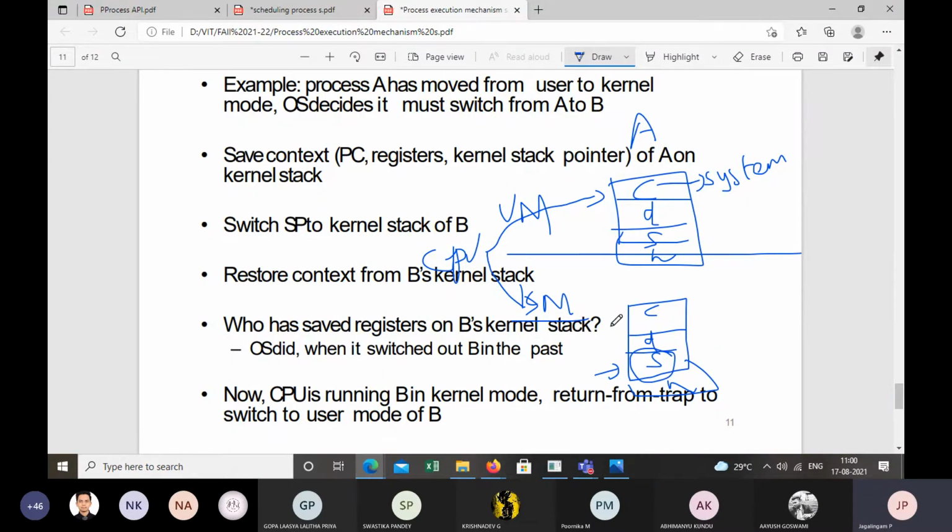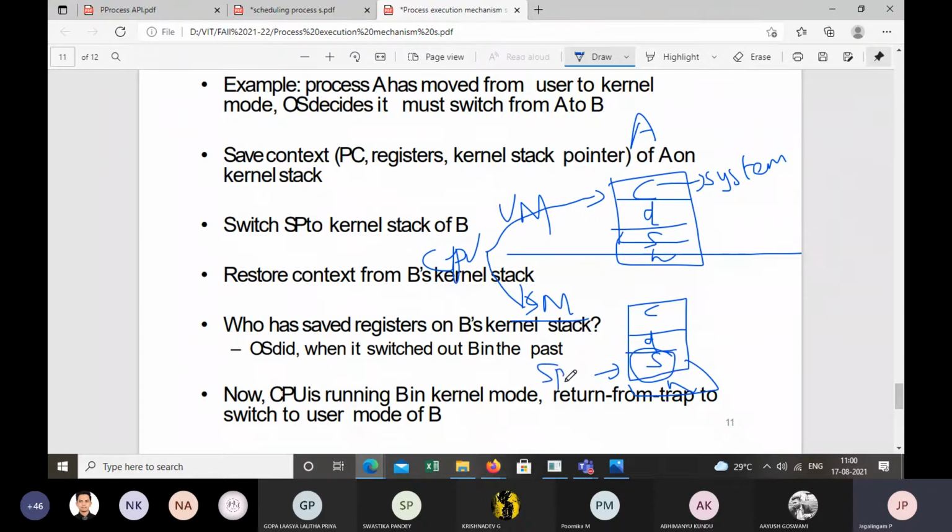Now, when the CPU completes the system call code in the kernel mode, the operating system, here you have a stack pointer in the kernel mode.